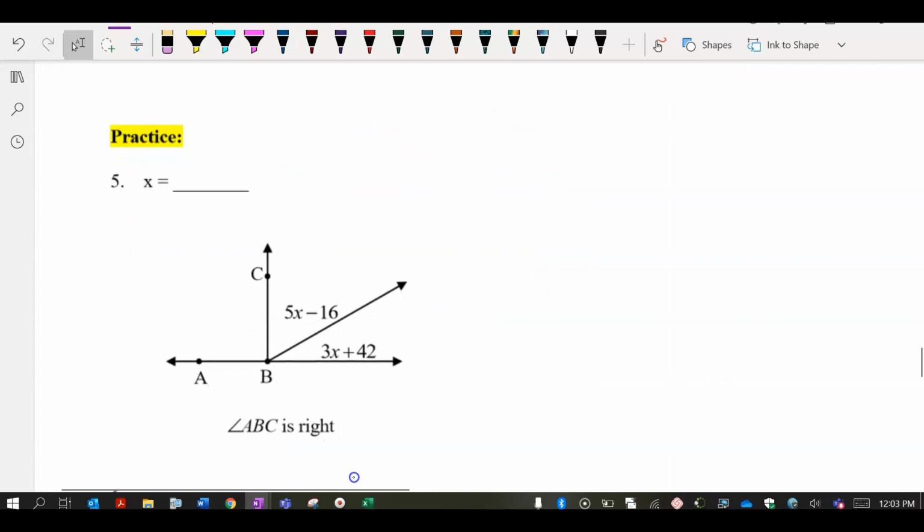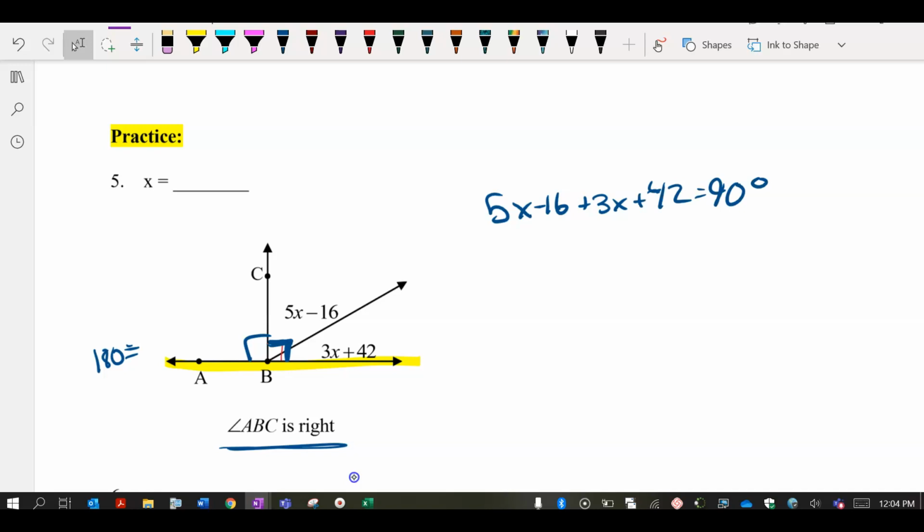I am going to do this example just because it's a little different. So it's saying here we need to find the measure of x, and it says that angle ABC is a right angle. So we put our tick mark here. As we talked about, if that angle here is right, this one is going to be right as well. We know that this line here is equal to 180 degrees. If we know that our angle over here is going to be 90, we can say 5x minus 16 plus 3x plus 42 equals 90 degrees.